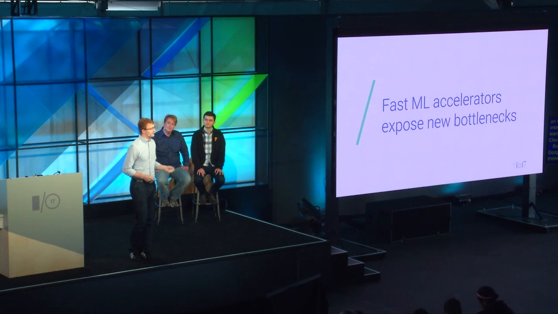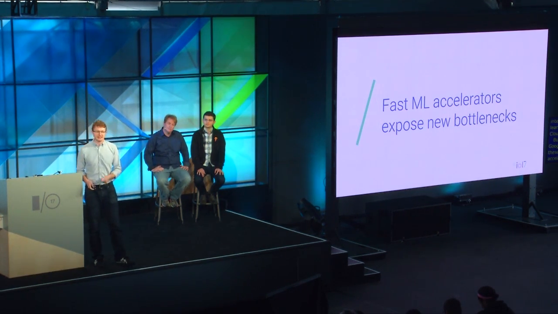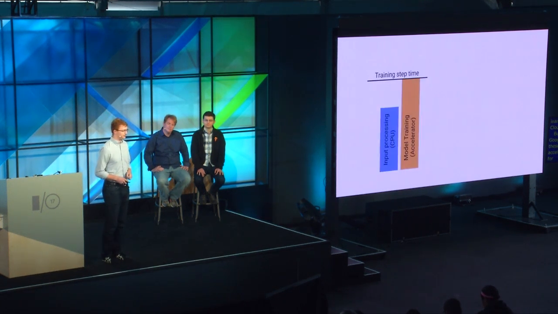But as it turns out, we at Google have been deploying these high-performance accelerators, CPUs and GPUs, for a while. And we've found that when you really put them into production, you find new bottlenecks. And I think this is best explained with an example.